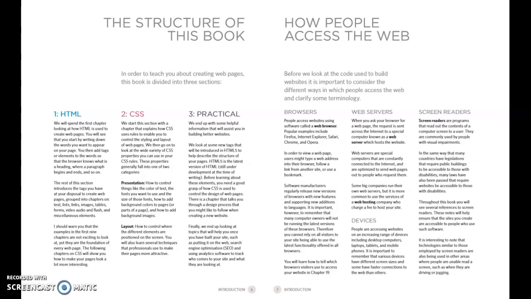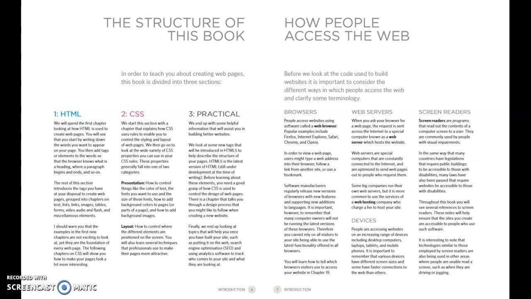People are accessing websites on an increasing range of devices. This could include desktop computers, laptops, tablets, and mobile phones. This is important to remember and to pay attention to when we build websites, because our websites will look different on a desktop computer than it will on someone's small smartphone screen.